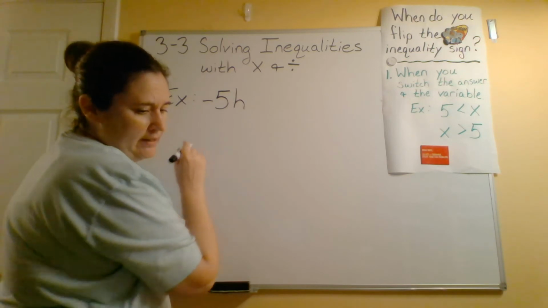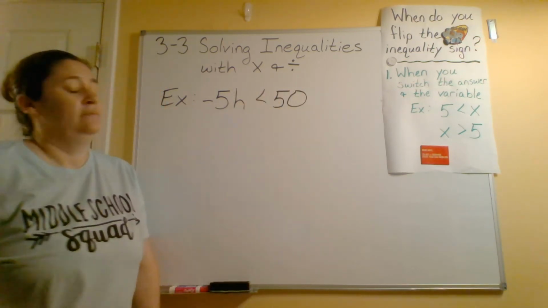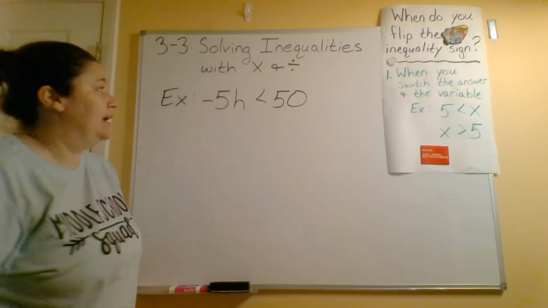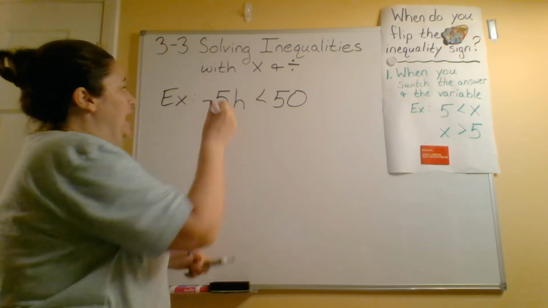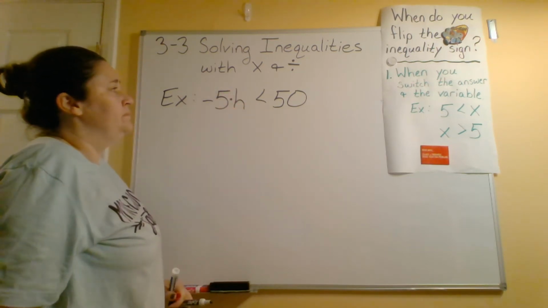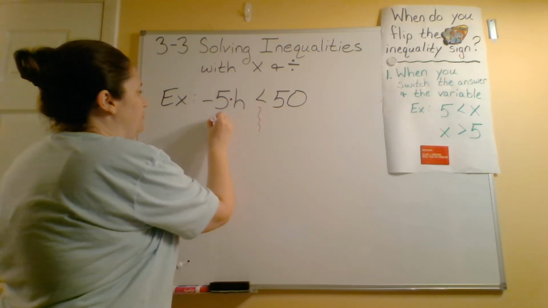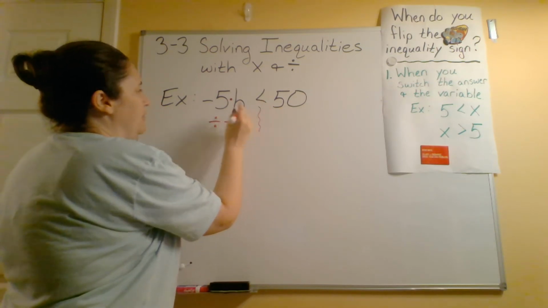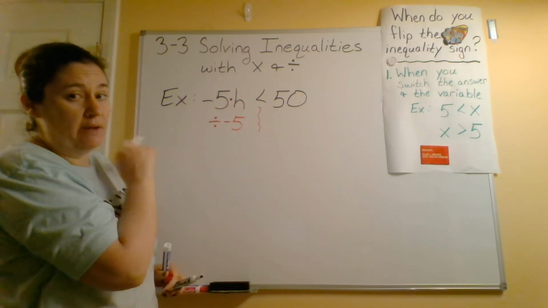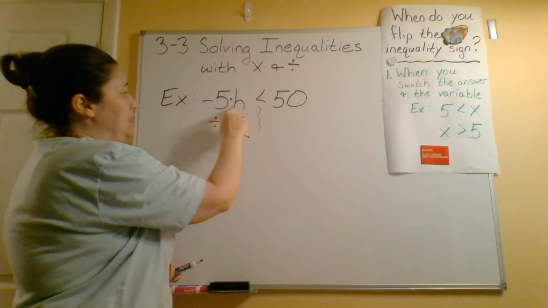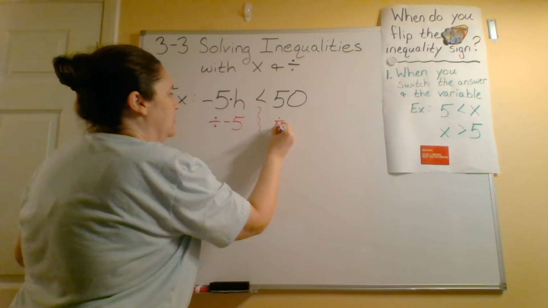-5h is less than 50. We're going to solve this the way we've been solving everything. We find our variable. We see that it is being multiplied by a -5. So we'll have to do the opposite to both sides. We're going to have to divide by a -5. H is being multiplied by -5. 5 is not being subtracted. You look between the H and the 5. They're being multiplied, so we have to divide by -5.